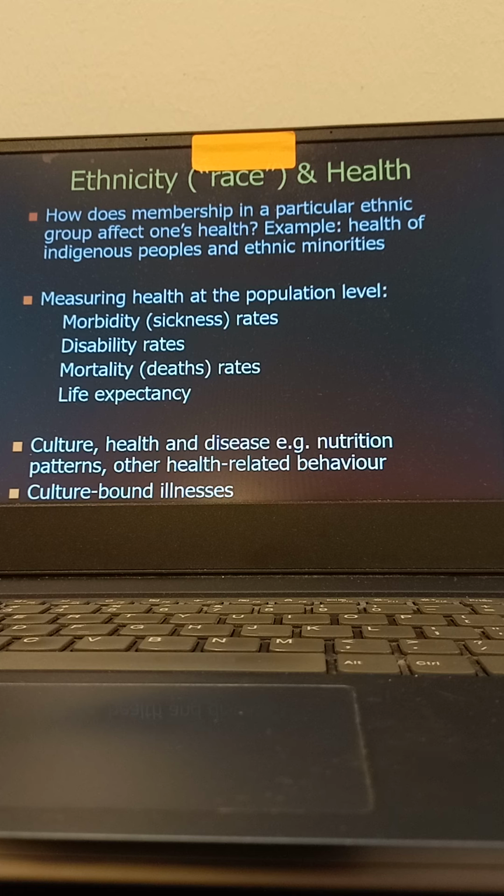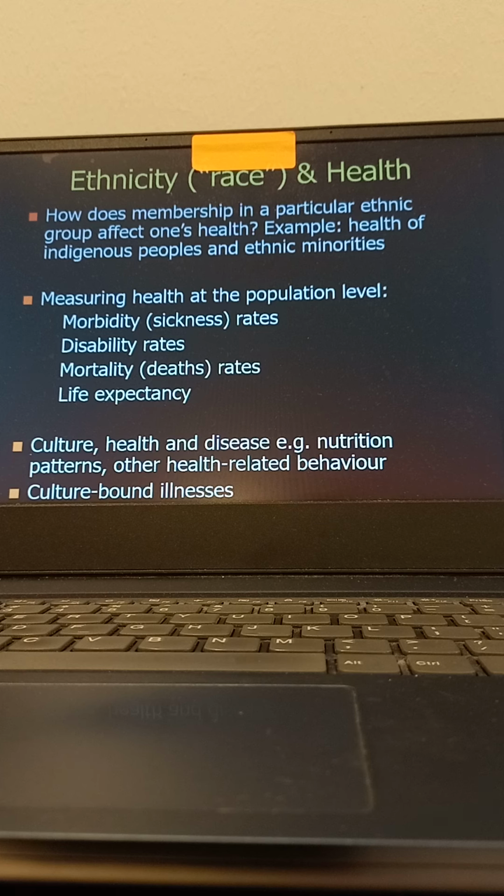Then we also want to see how the culture which a person grows up in affects health-related behavior, and in terms of the chance of getting various diseases. So, for example, nutritional patterns. We know that nowadays in certain countries, obesity rates are increasing, and this can be attributable to some extent to unhealthy foods, fast foods, and so on.